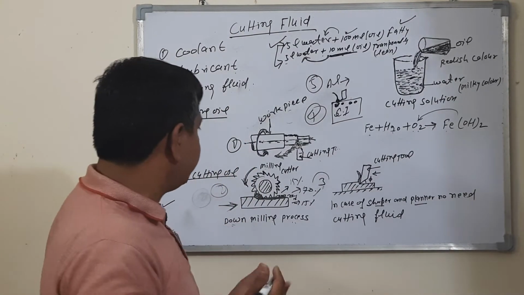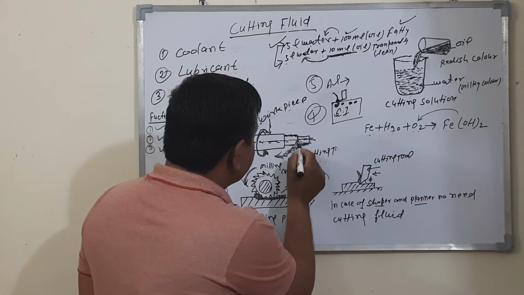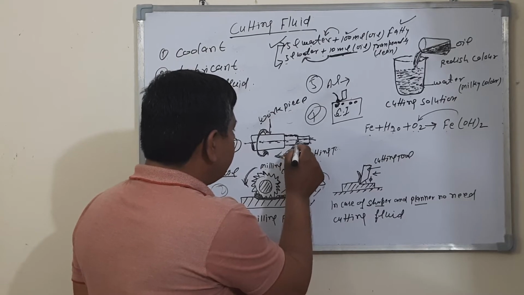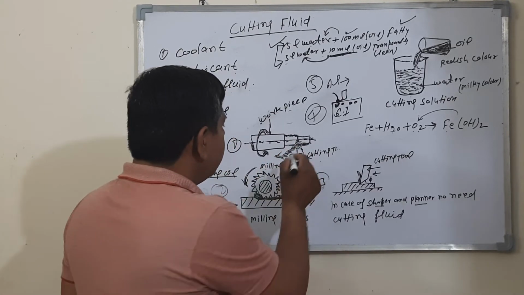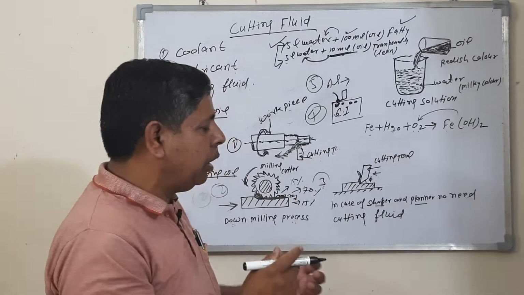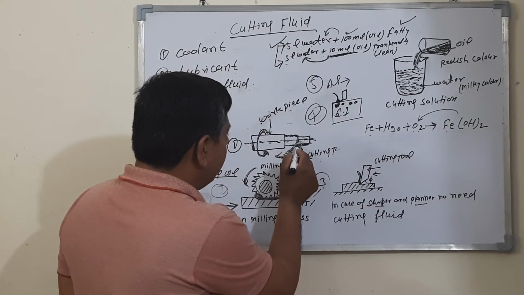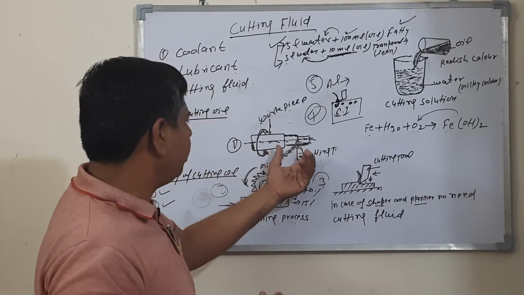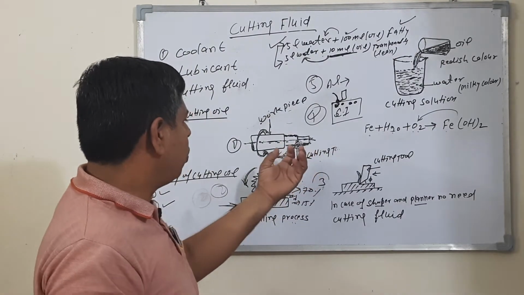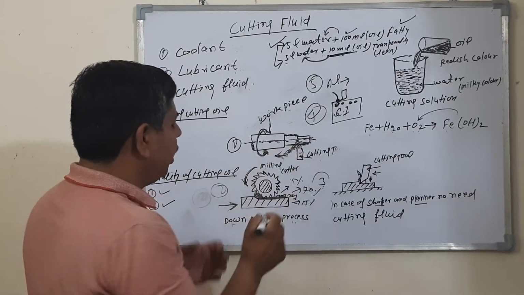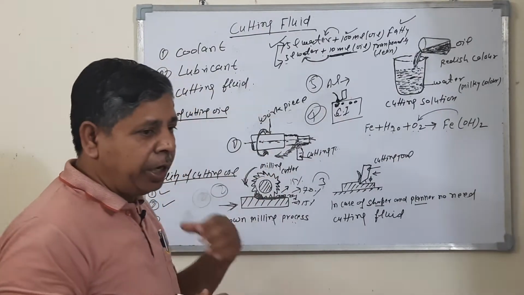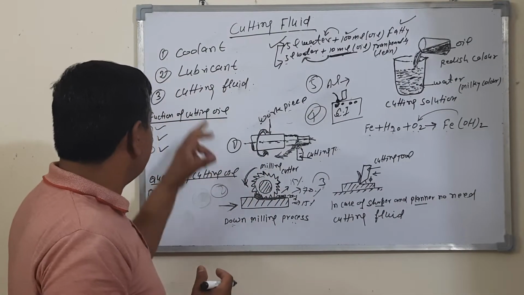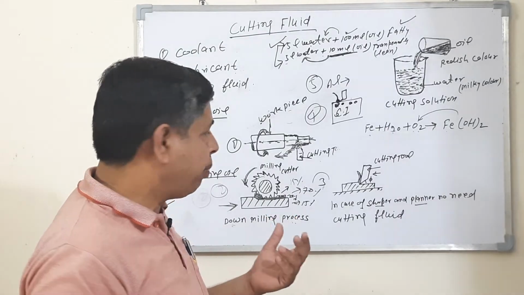Anti-welding property means that when the tool moves in this direction to remove metal, some material is deposited at the point of the cutting tool due to heating. The deposited metal affects the surface of the workpiece. You will not get a good finish if the cutting fluid does not have the anti-welding property.